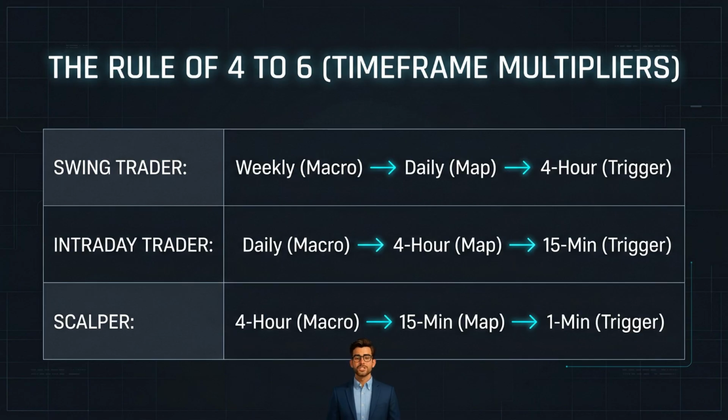However, you cannot just click randomly between the monthly chart and the 1-minute chart. If you look at every single time frame available on your platform, you will suffer from total analysis paralysis. You will find so many contradicting trends that you will never be able to execute a trade. To solve this, professional traders rely on a mathematical concept called the rule of 4 to 6.